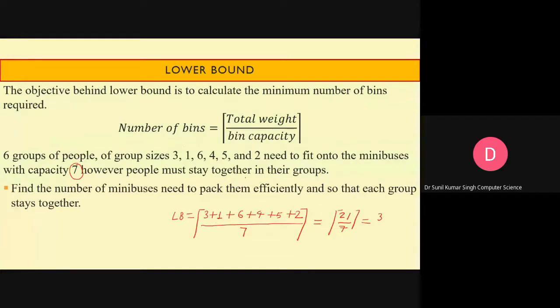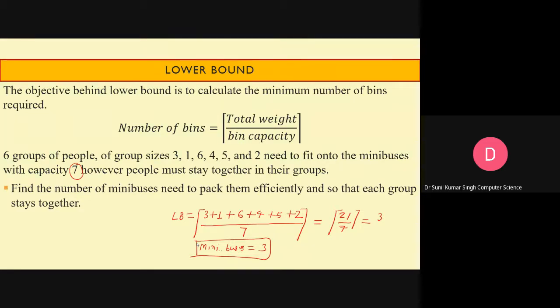So for packing these items, the lower bound, that means the minimum number of buses required to accommodate this group of people, is 3. So minimum buses required is 3. This is the lower bound. And let's discuss the algorithms, then it will be very clear to you.